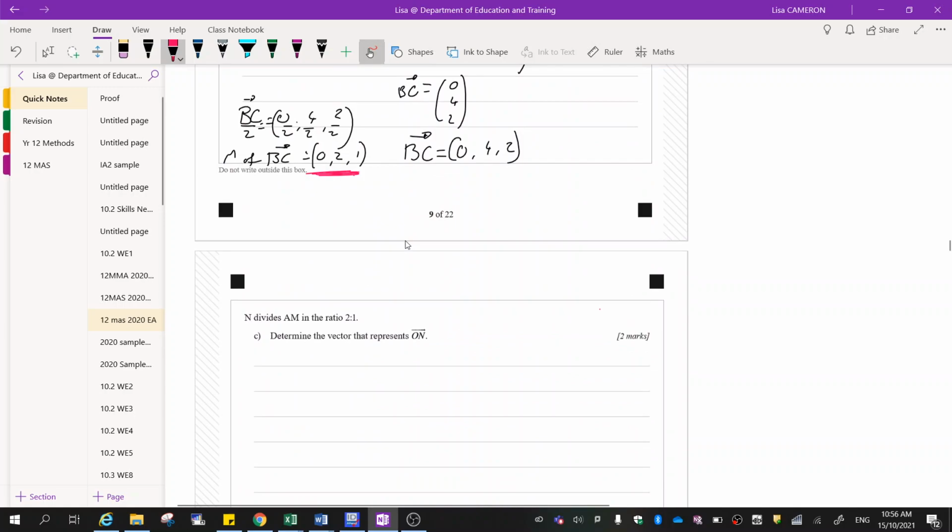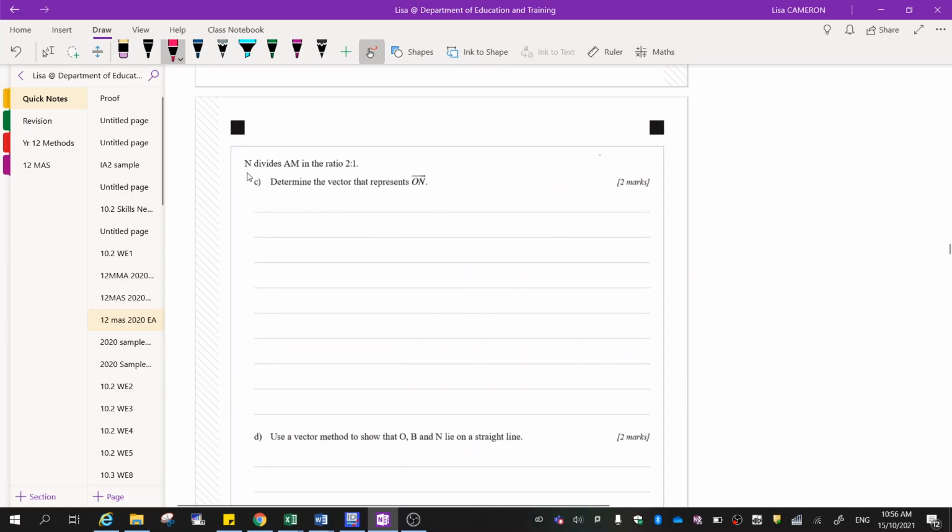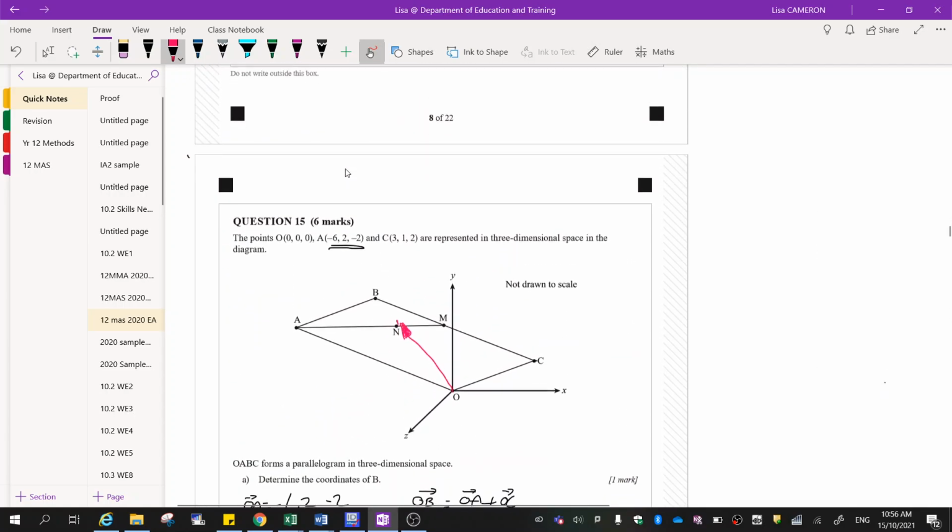And then, if you keep reading, it tells you N divides AM in a 2-to-1 ratio. Now that is very, very important, that little bit of knowledge. So AM is from here, across to here, okay? And it is across this way. Now you want to determine that, and this might not seem that important, but it is, because you know the vector of OA and you know the vector of OM now. We were given A and we've worked out OM.